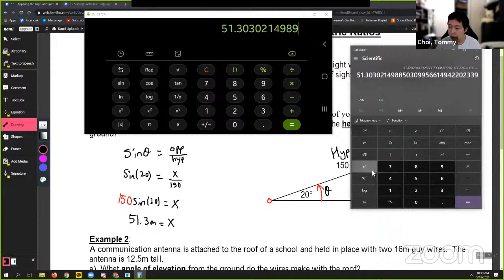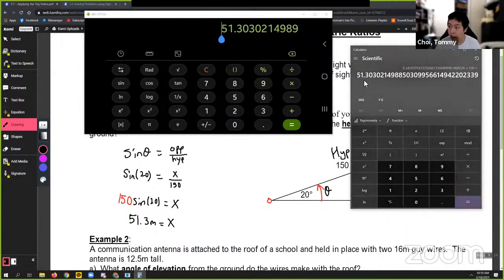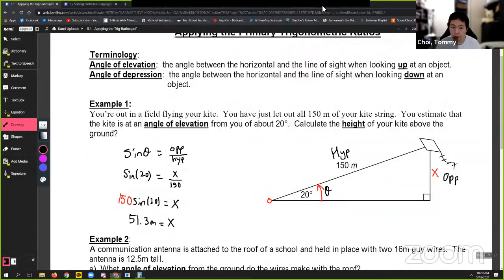iPhone users, this is why you should get a scientific calculator. Those who have a scientific calculator have it much easier at this point. Get a calculator if you haven't gotten a calculator. Type it in. I'll give you around a minute or two to try typing it in on your calculator. Make sure you get this answer before we move on. Okay, so you should get 51.3 meters.